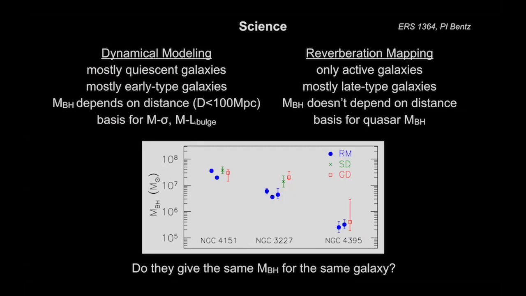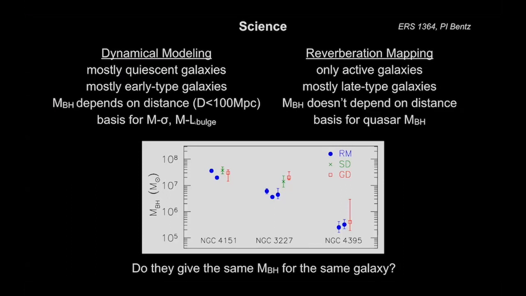This type of direct black hole mass measurement has in the past mostly been applied to quiescent galaxies, and that's just because those tend to be the most common galaxies available to us in the nearby universe, and mostly to early type galaxies. That's simply because early type galaxies tend to have less messy stuff going on inside. They have less dust, less gas, less ongoing star formation, and so that makes them easier targets for the dynamical modeling.